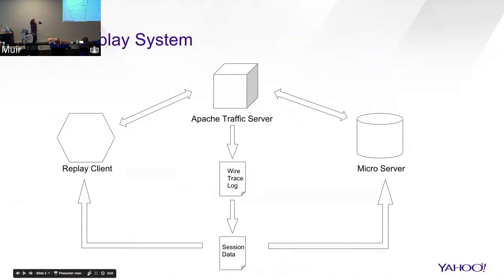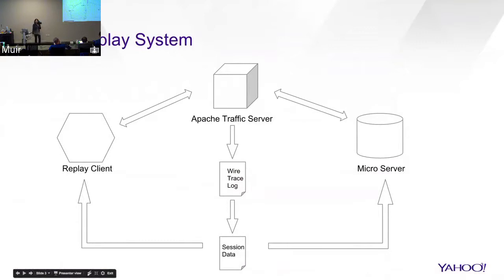Okay, so this is how the full system looks like. There are multiple components to this. So we have the replay client, which is a client program. We have ATS in the middle, and then we have a microserver, which is basically a mock server. And the microserver also replays back the responses that were logged by ATS using wire trace.